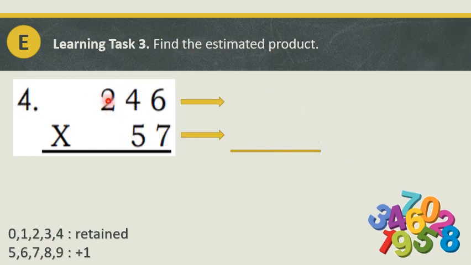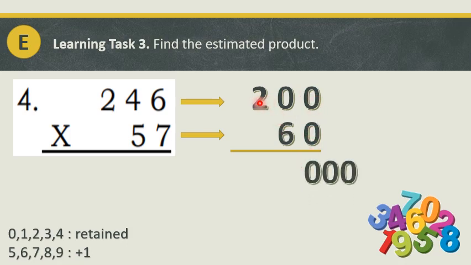Then, number 4, ang katabi ng 2 natin is 4, maliit na number. So, ito ay magiging 2 pa din. So, ito ay 2, 0, 0. Then, ang 5 natin, ang katabi niya is 7. Mas malaki itong number. So, ibig sabihin, itong 5 natin ay magiging 6. So, 6, 0. Then, count the number of zeros. So, 1, 2, 3. Then, 2 times 6 is 12. So, ang answer natin is 12,000.